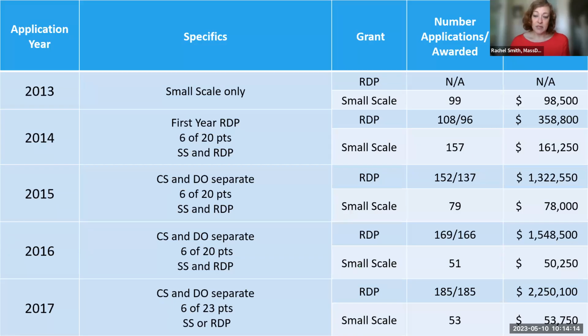This is a very busy slide. We share it every year, and I don't expect you to take much from it with the exception of the last two columns, to show the number of applications received and the amount awarded. It shows information from 2013, which was pre-RDP, and then the first 4 years of RDP awarded. And you can see the increase in the number of RDP applications and the award amount over the years.